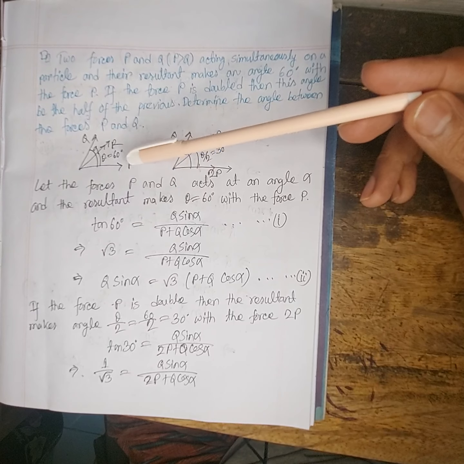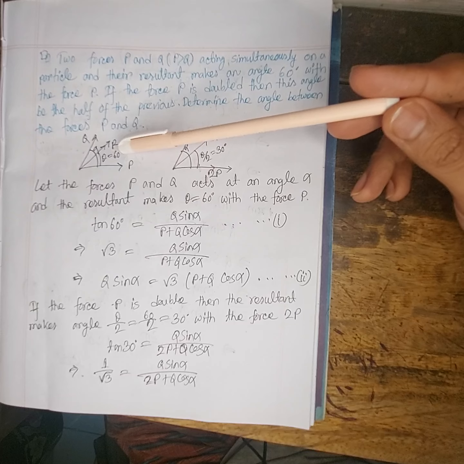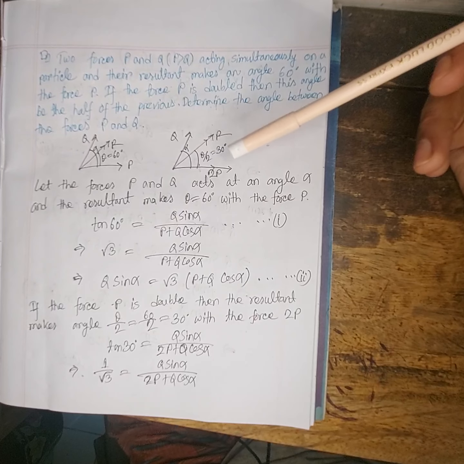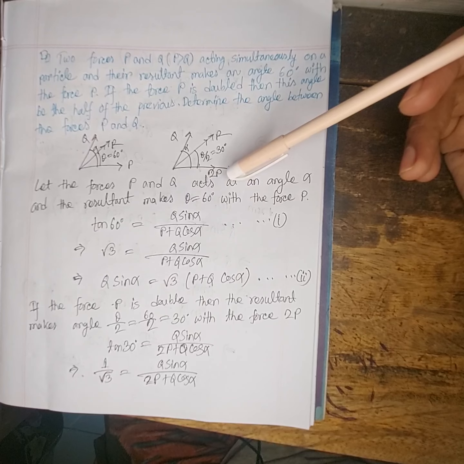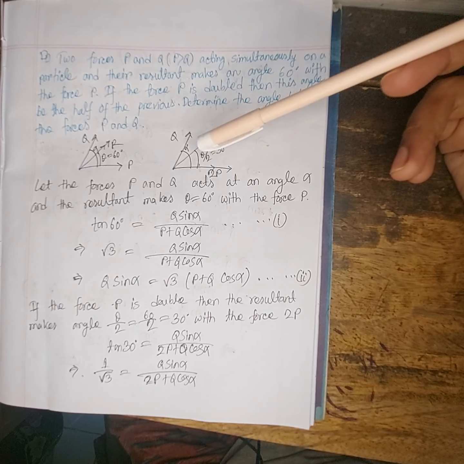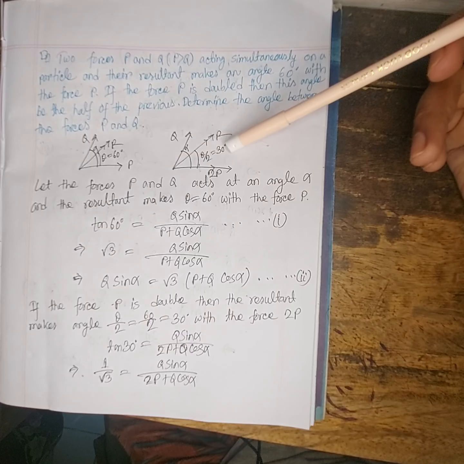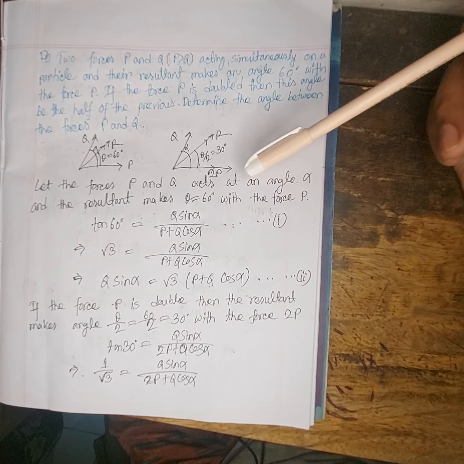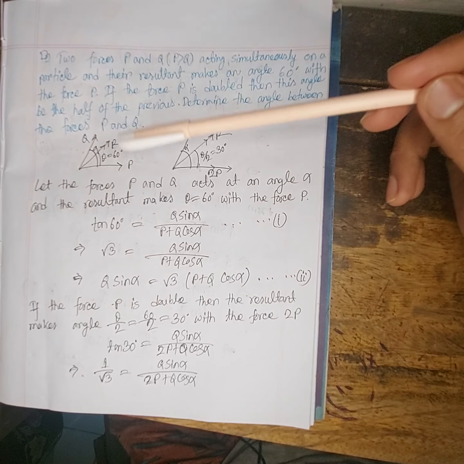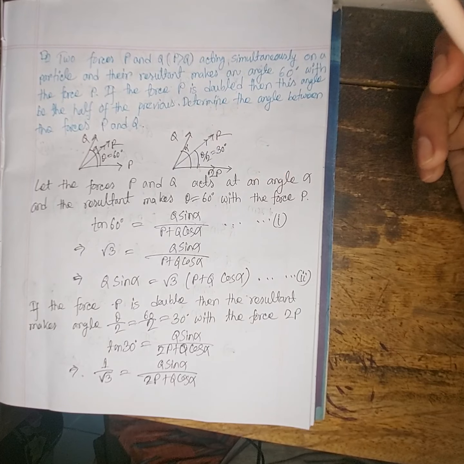Here the forces are P and Q, and the angle between them is alpha. This is theta. Theta is equal to 60 degree. And if the force P is doubled, then alpha is the same here, and theta by 2 is 30 degree. Let the forces P and Q act at an angle alpha, and the resultant makes theta equal to 60 degree with the force P.